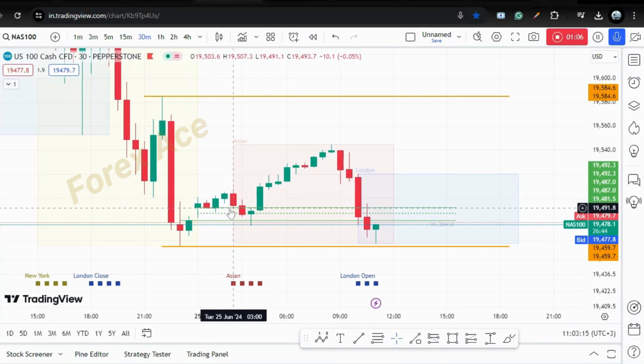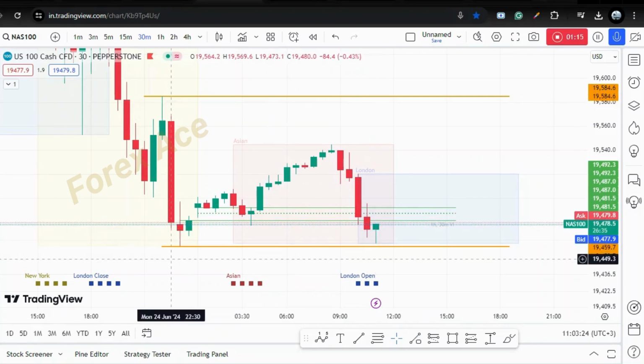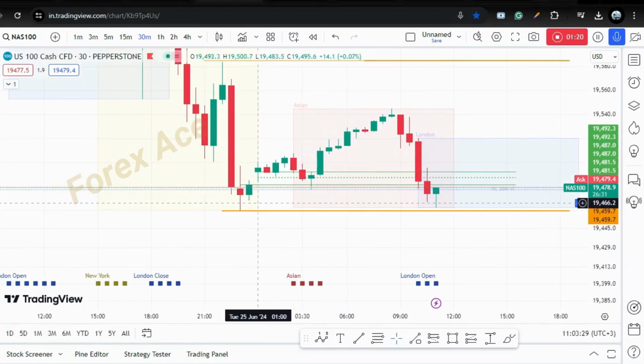1, 2, 3, 4, 5, 6, 7. Okay, this one broke below it. For now, I need to take a buy. I would like to see this low taken out. So this is the New York low. Can you see this one?